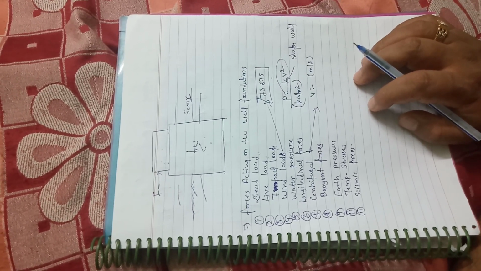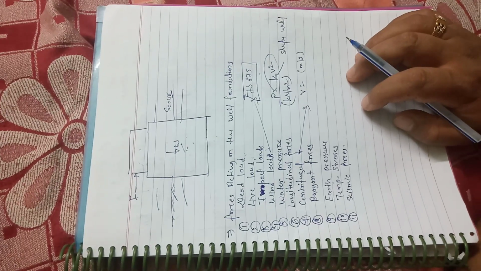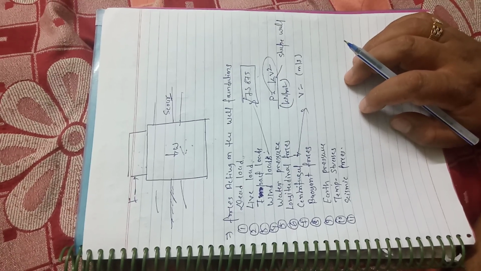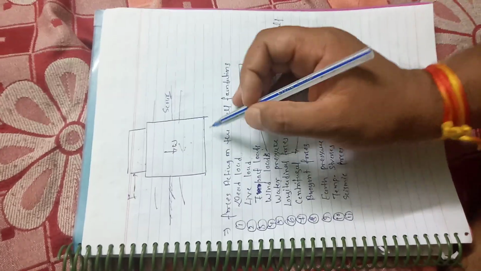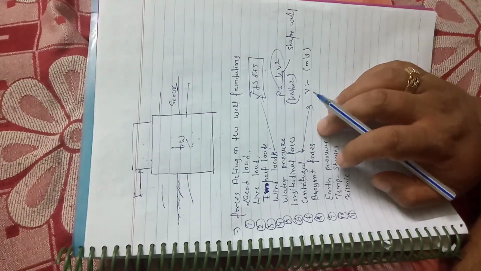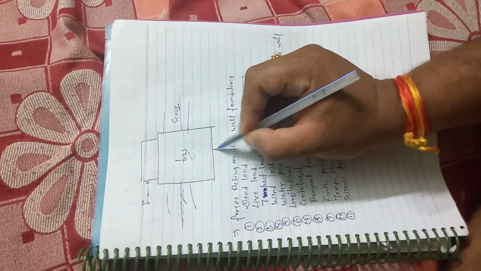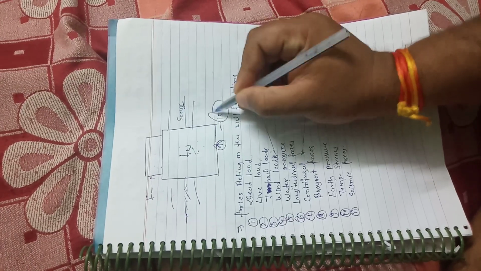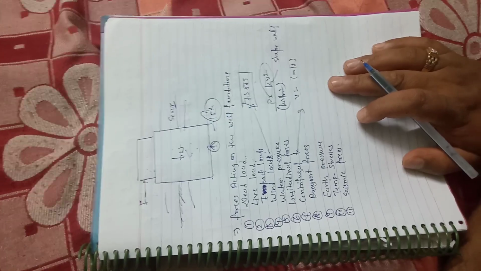Buoyant forces reduce the effective weight of the well in masonry or concrete. 50% buoyancy is considered to account for uncertainties. Means when we are going to construct a well, and mainly it is constructed in water or a river, in that condition the force will act upward and it reduces the total weight of the foundation. Next is temperature stresses.